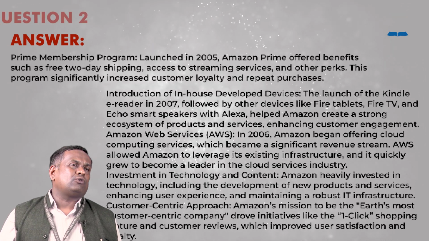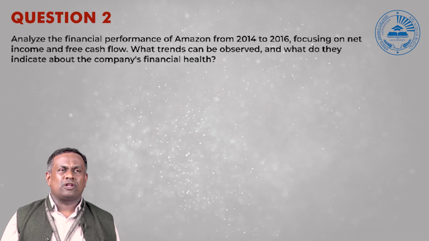Okay, coming to the second question. The second question related to this case is to analyze the financial performance. It is hitting the bullseye. That is, Amazon's financial performance from 2014 to 2016. How are we going to analyze this?